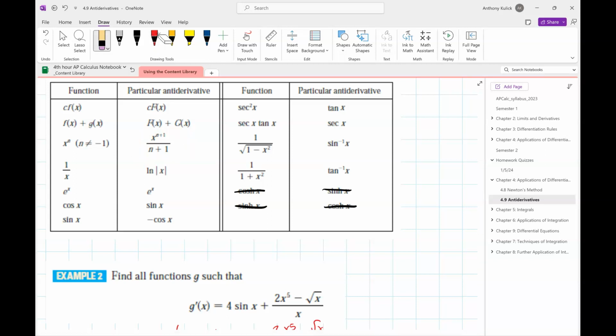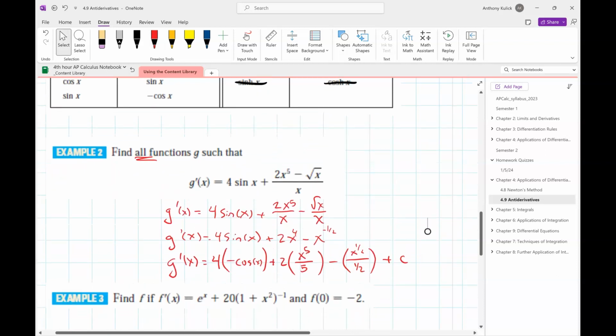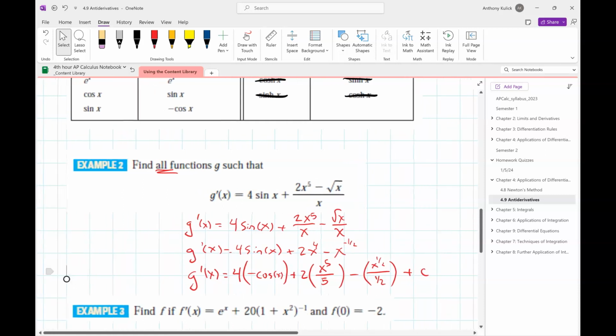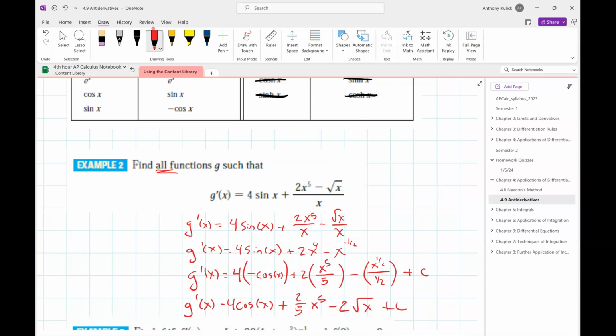Is that good? Yes. Okay. And what are we missing though? Plus c, because it wants all functions. Got to write those plus c's. And then from here, just a little bit of cleanup, and we're done, right? So minus 4 cosine x plus 2/5 x to the fifth minus 2 square root x plus c. Everybody feel good on that?